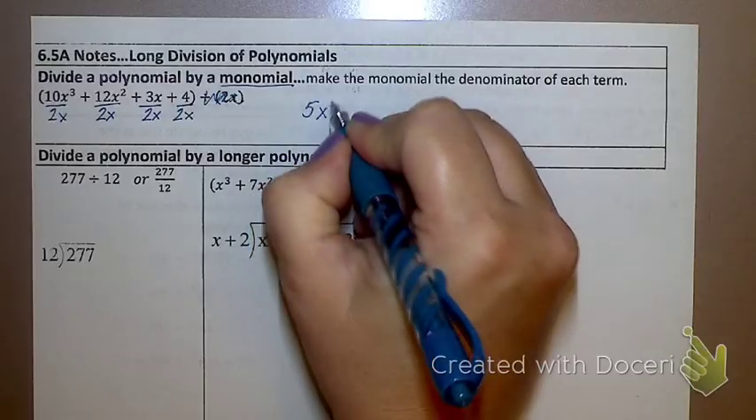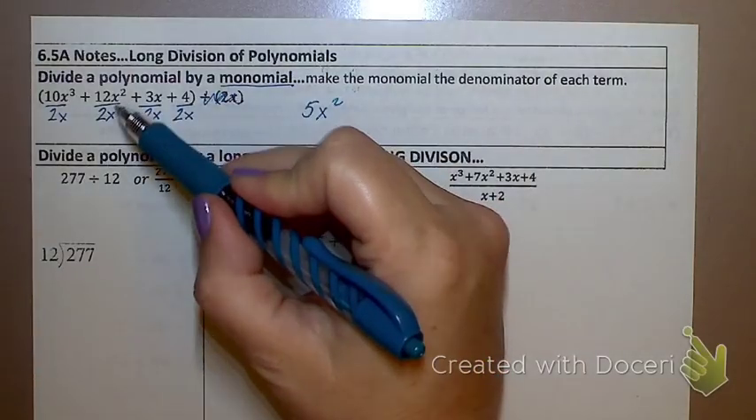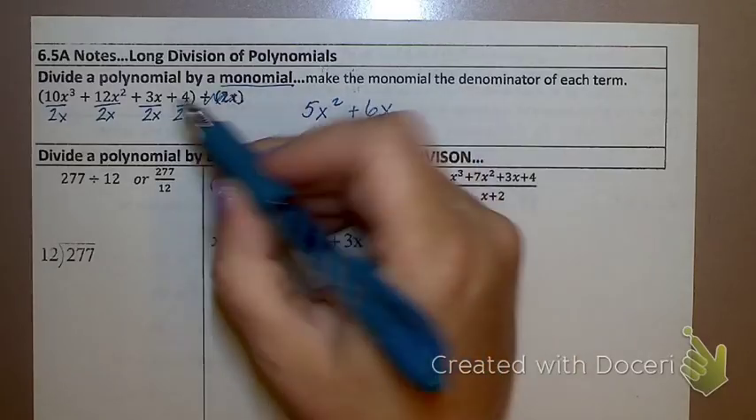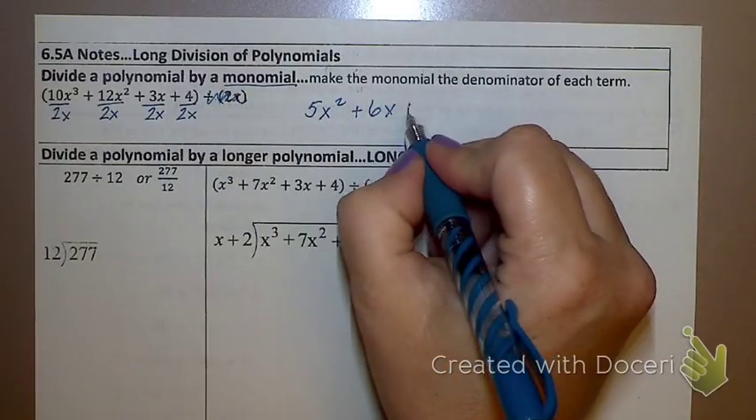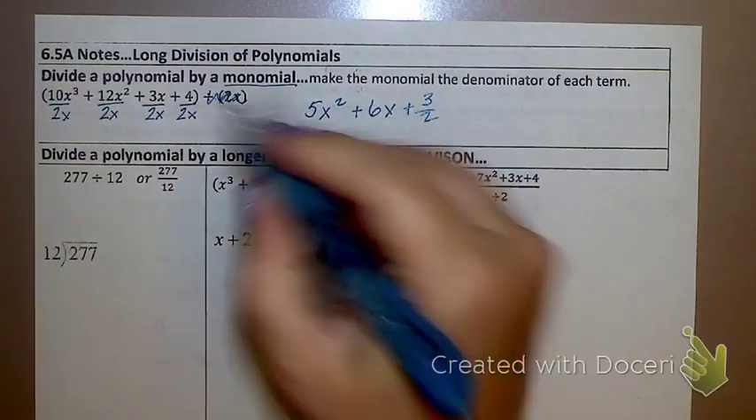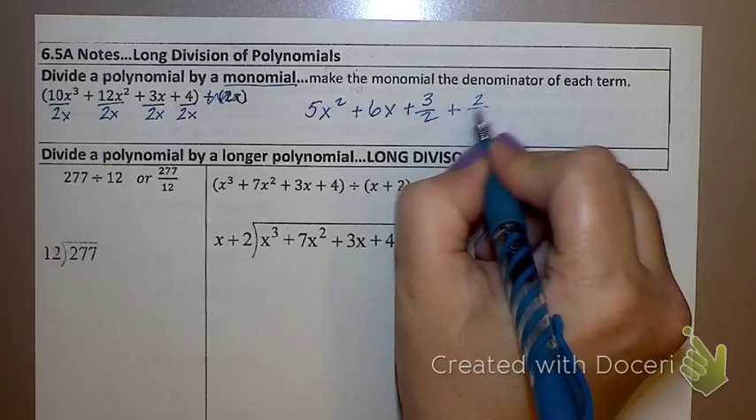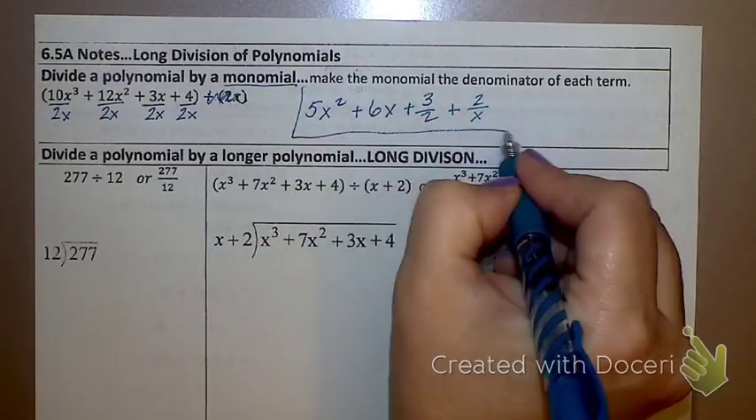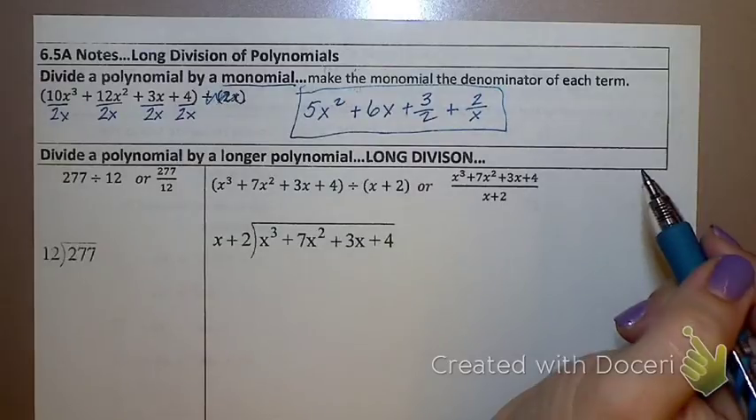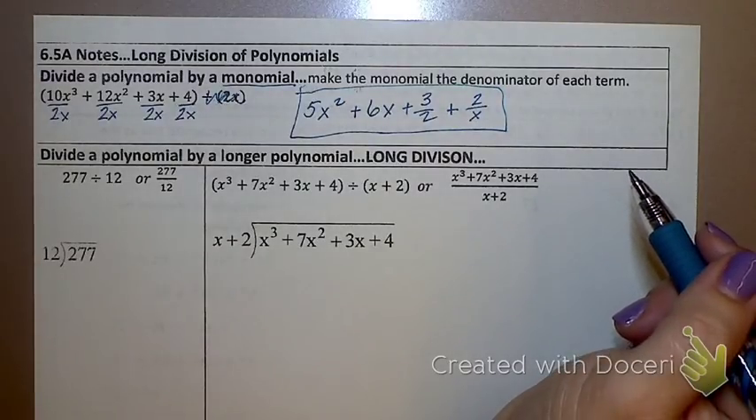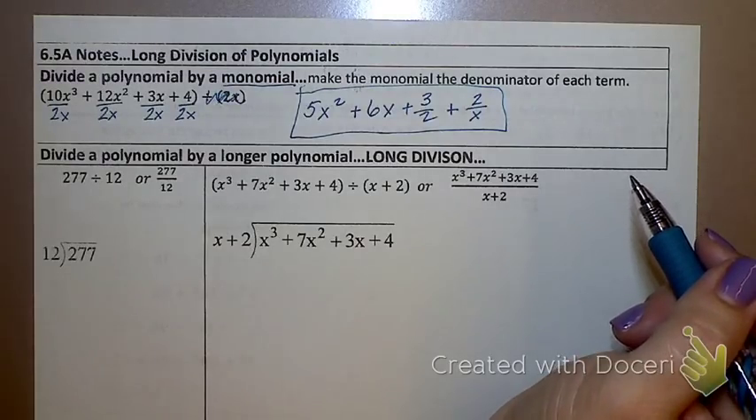What does 10x to the 3rd over 2x become? 5x squared. What does 12x squared over 2x become? 6x. What is 3x over 2x? 3 over 2. And 4 over 2x? 2 over x. And that's my answer. Yes, it's ugly. There's an x on the bottom. There's a fraction. That's okay. Done. Easy? Dividing by a monomial is easy.